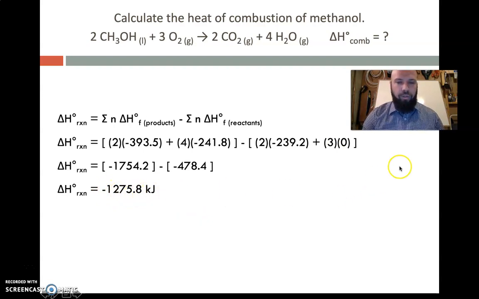1,275.8 kilojoules. Notice here you may want, because of the delta H naught of combustion, the molar enthalpy of combustion, divide that value by 2, since we have written in the question 2 moles of methanol are combusting, means per mole of methanol, negative 637.9 kilojoules are released.